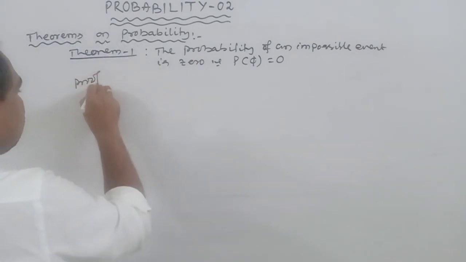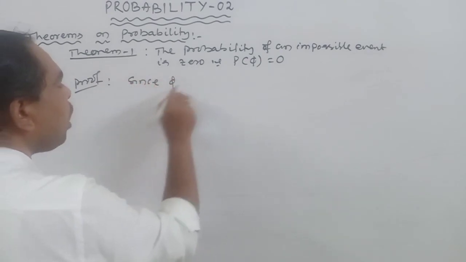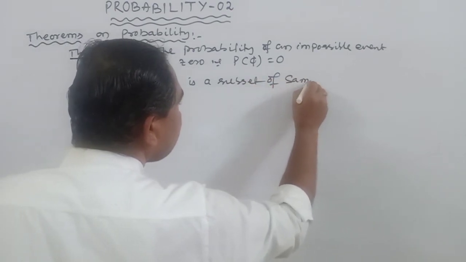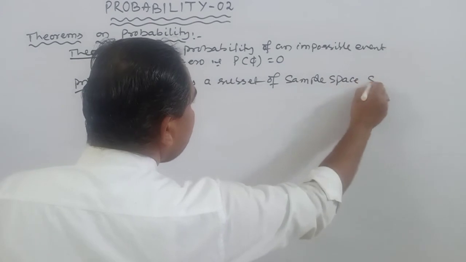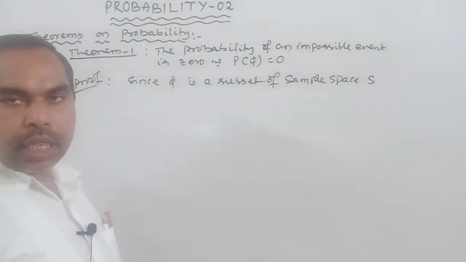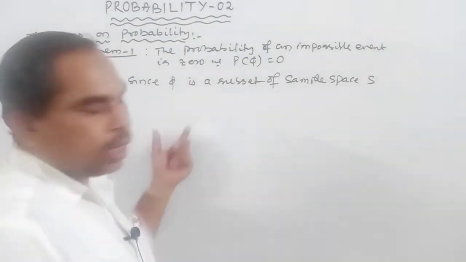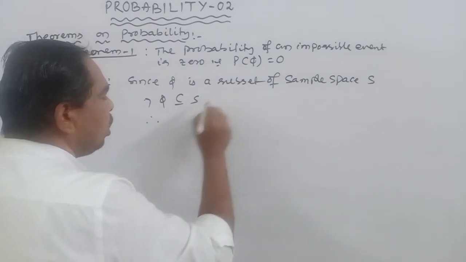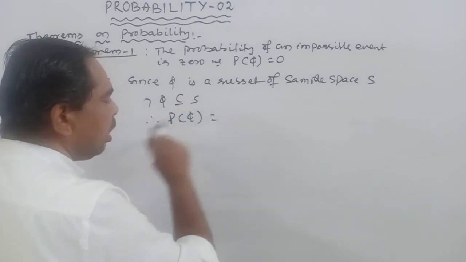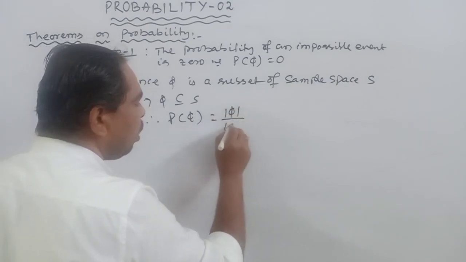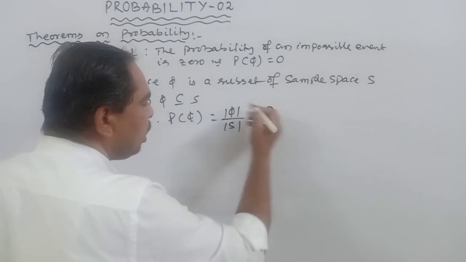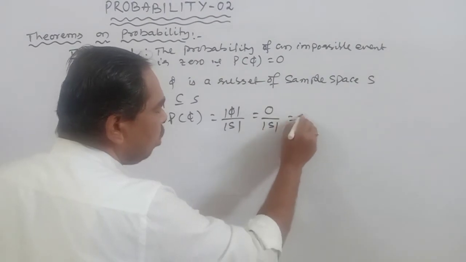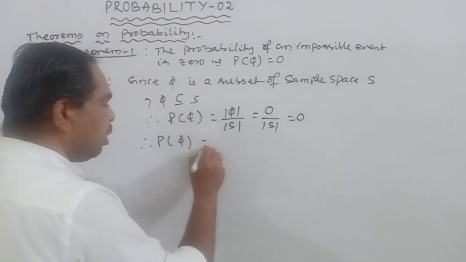Proof: Since phi is a subset of every set, therefore phi is a subset of the sample space S. Therefore P of phi, the probability of phi, is equal to mod of phi by mod of S. Mod of phi is 0 because phi has no element, divided by mod of S is equal to 0. Therefore P of phi is equal to 0.